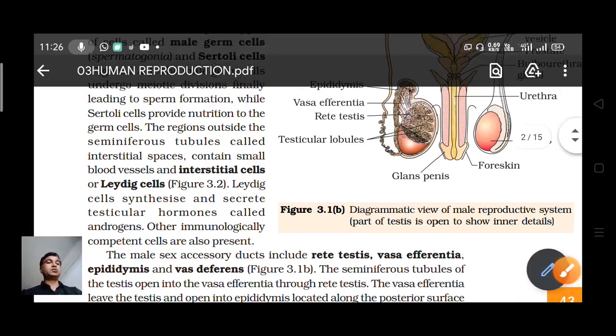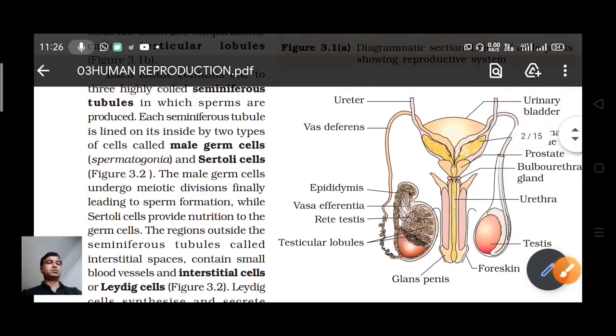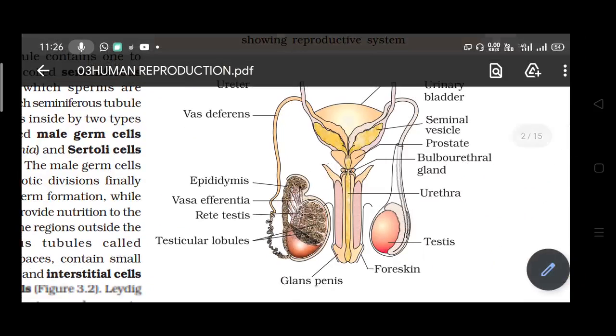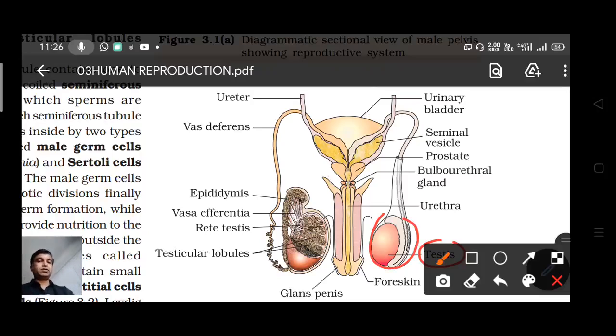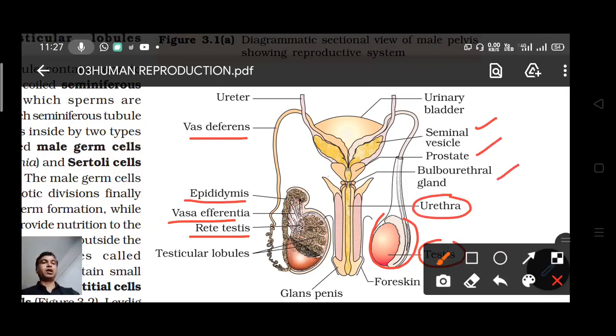Now, if you observe this figure, the complete description is shown. Just go through this figure. Here comes the testis, present here. This is the scrotal sac. Inside, other names are given: rete testis, vasa efferentia, epididymis. It leads into the next part, that is the vasa deferens. The vasa deferens combines with the duct of the seminal vesicle. Then it forms the urethra, the common urogenital duct. Here the prostate gland and bulbourethral gland open into this.